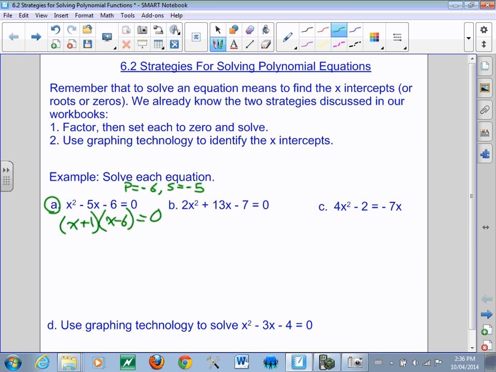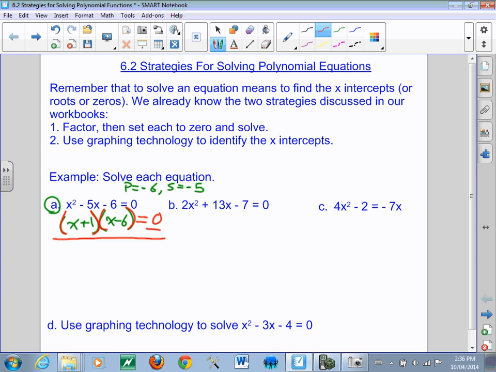Now this is where the zero product property comes into play. Remember, this is an equation, which means there's an equal sign, and by definition of an equation, the left side must equal the right side. Well, if we know the right side equals 0, how do we get the left side to equal 0? These are factors, so there's one thing times another, which means one or both of those could equal 0, because 0 times anything is 0.